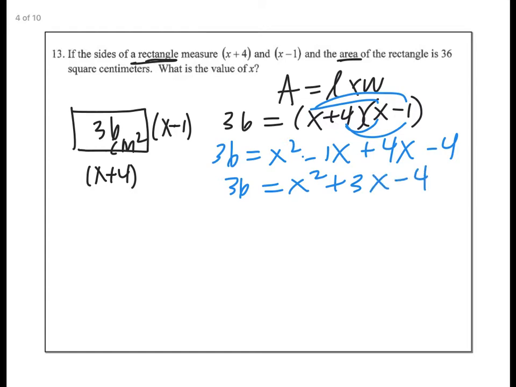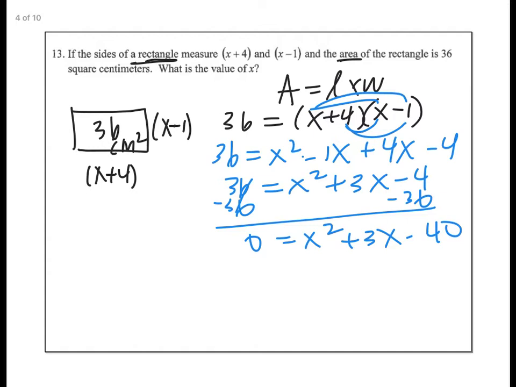Now if I'm going to use the quadratic formula, I have to have 0 on one side of the equation, so I need to subtract 36. So I have 0 is now equal to x squared plus 3x minus 40. So now I'm good to use the quadratic formula. I'm just going to set it up.